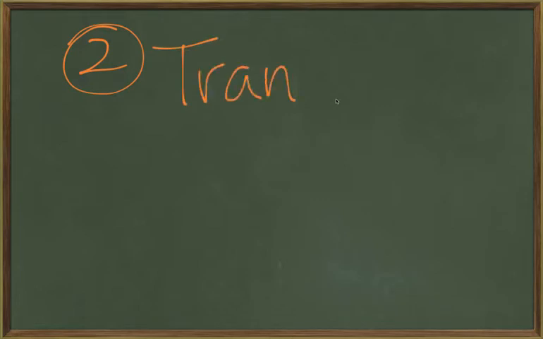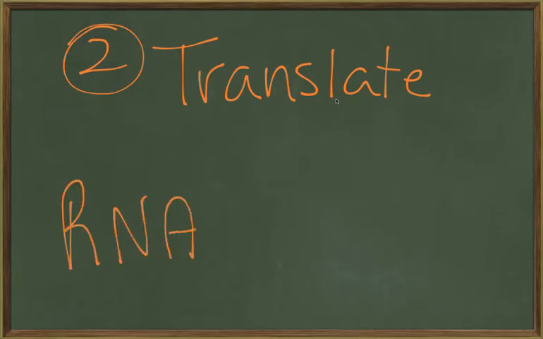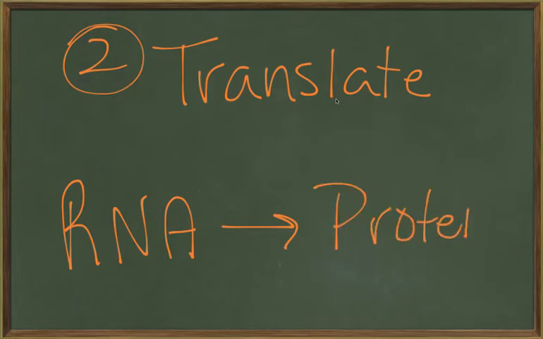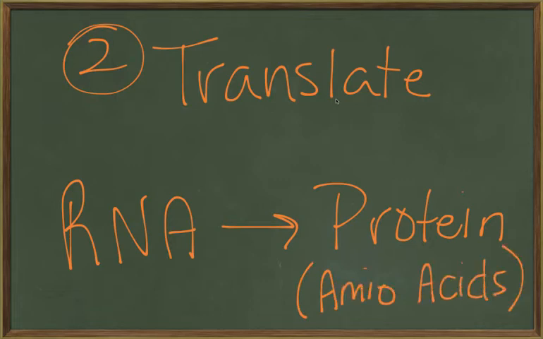The second step, once you transcribe it, you now have to translate your RNA strand. So for RNA, once we get it to that stage, I then take my RNA strand that I just created and I turn it into what we call a protein, which at its core is going to be made up of amino acids, the building blocks of a protein.